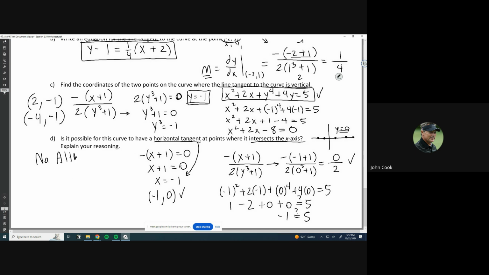Although this coordinate negative 1, 0 does give a slope of 0, it is not on the graph.